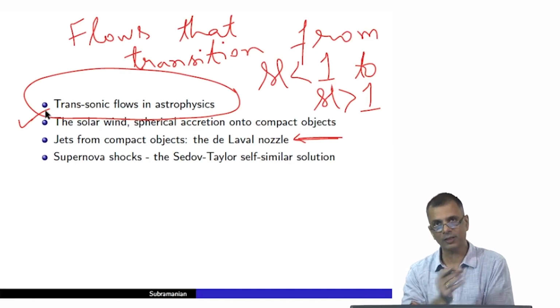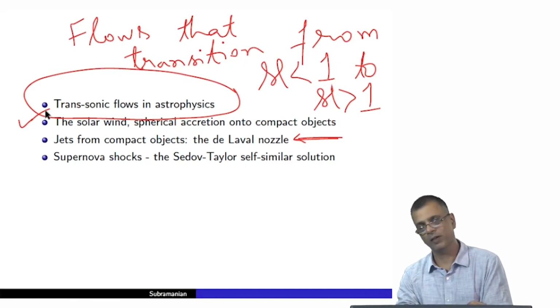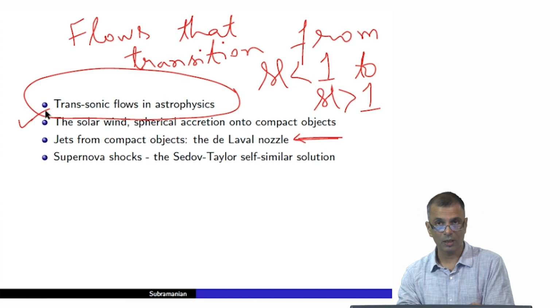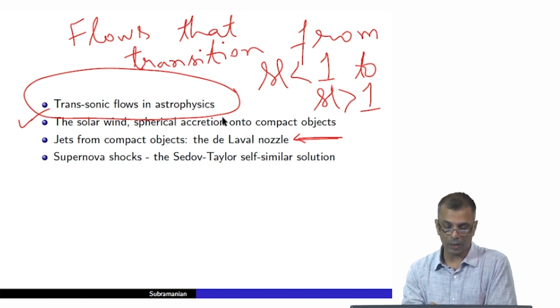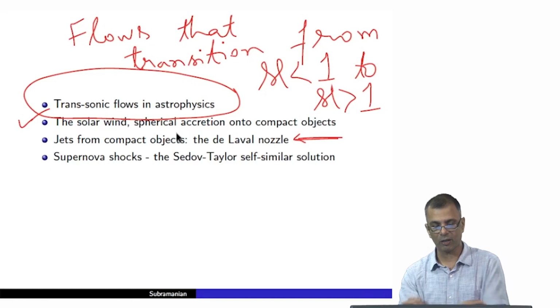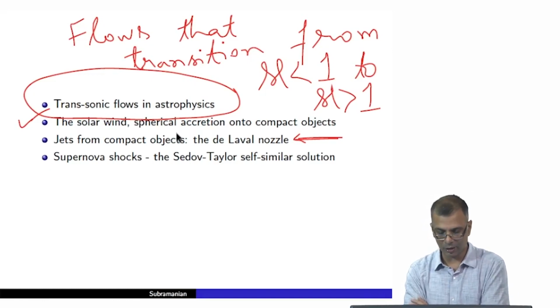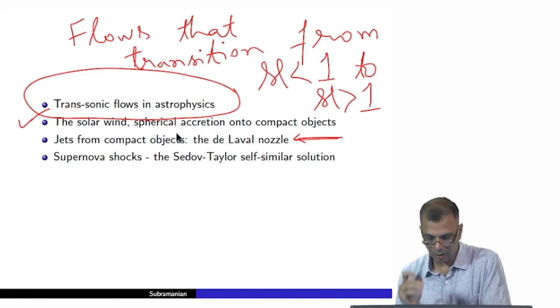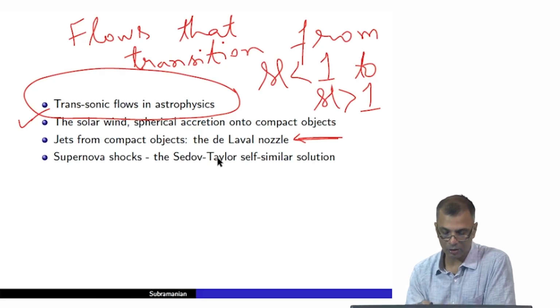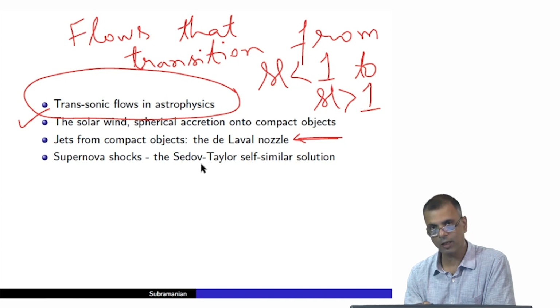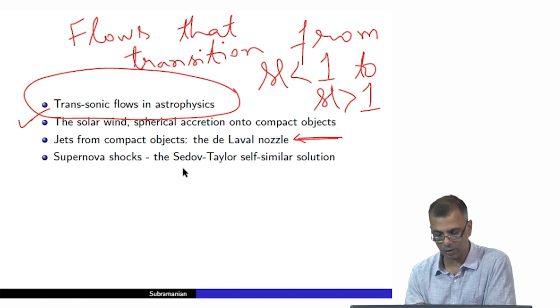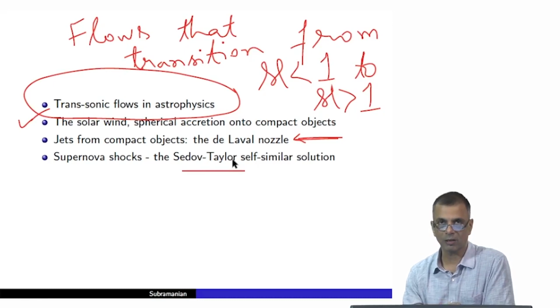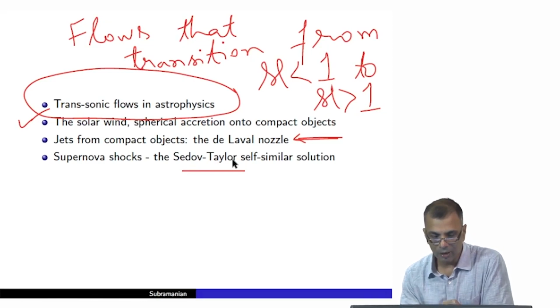We will discuss two things at the same time, two very different astrophysical situations, the solar wind and spherical accretion onto compact objects. We will discuss this both at the same time. And then we will discuss supernova shocks, and in particular one particular kind of solution, called Sedov-Taylor self-similar solutions. We will explain all this terminology when we get to it, right?